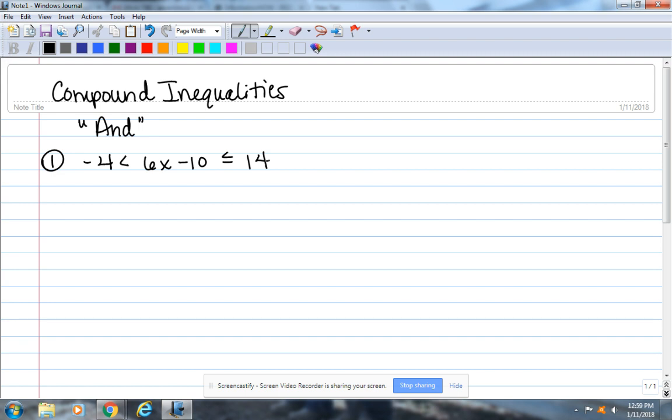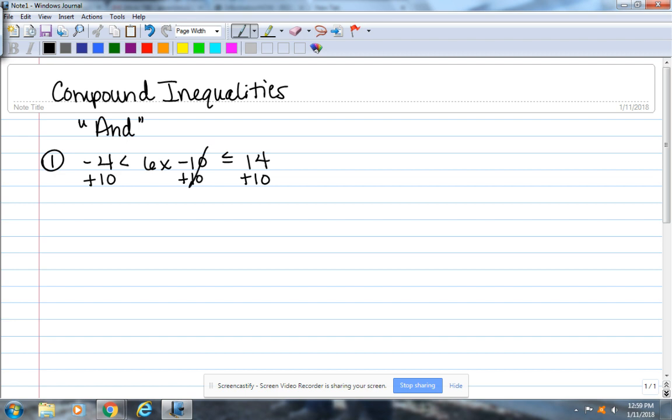The variable is in between the two less than signs. So that means it's a shared solution. What we want to do is get the variable by itself, even though it's in the center. The first thing I would do if it was a regular inequality would be to add 10 to both sides. And since we have 3 locations, we're going to add 10 to the left and to the right.